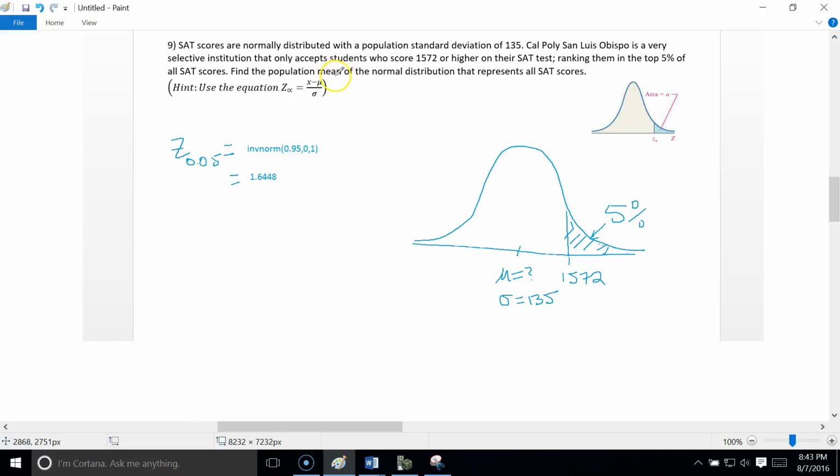Okay, so now if we take a look at this formula right in here, we know the z value now. We know the value of one x value that traps the top 5%, and we know sigma, so we can just use this little formula to find the value of mu, which is what we were looking for. So the formula would be 1.6448 is equal to 1572 minus mu, that's what we're trying to find out, divided by 135. Okay, so now we can do a little bit of algebra magic here and solve for mu.